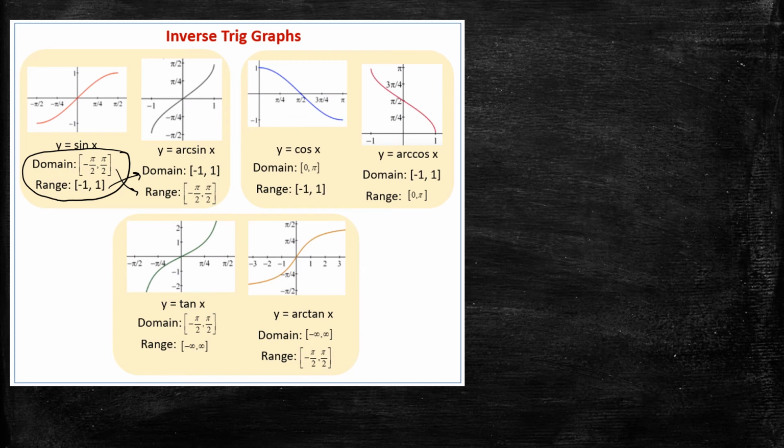For cosine, the restriction is like the windshield wiper, so left to right, 0 to pi. The range is the same, negative 1 to 1. And again, those switch when you talk about its inverse.